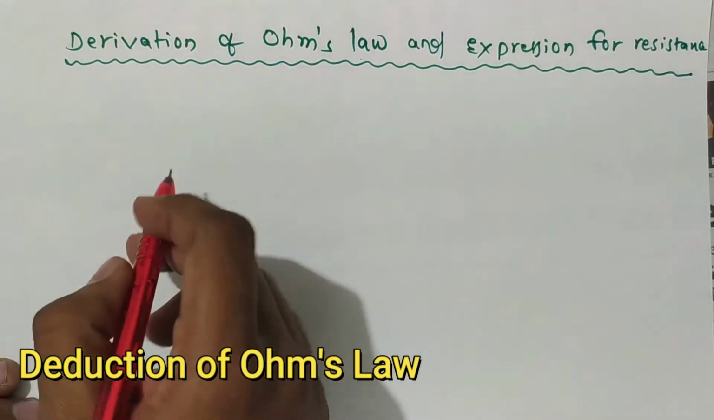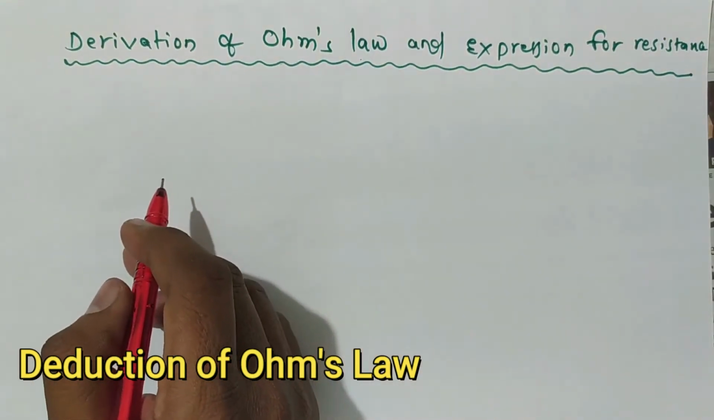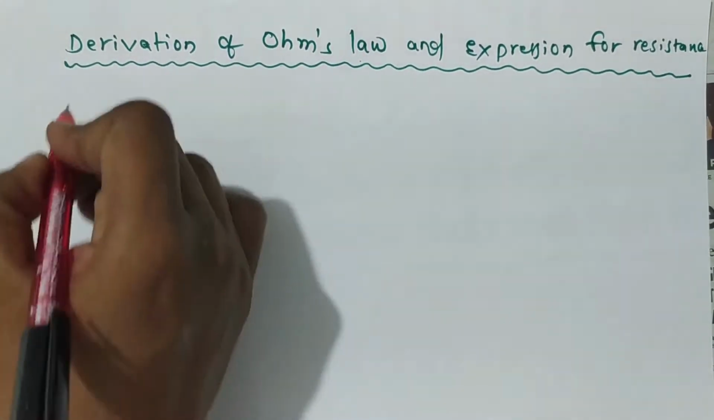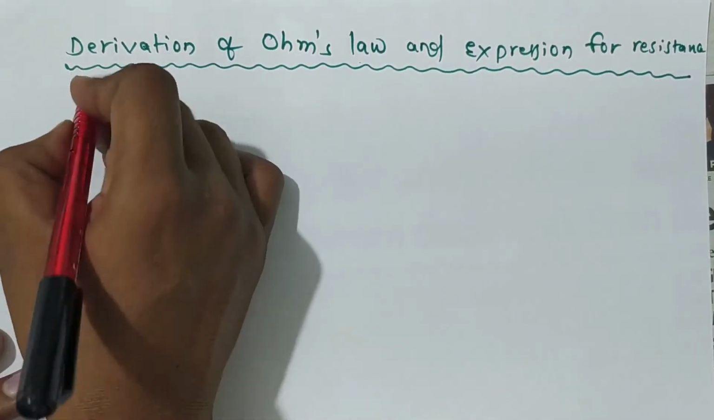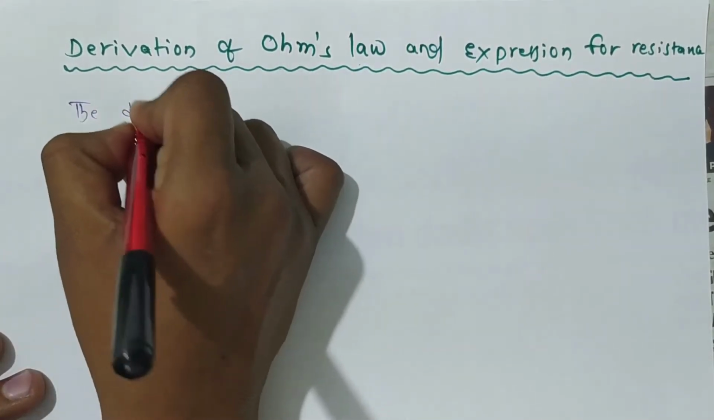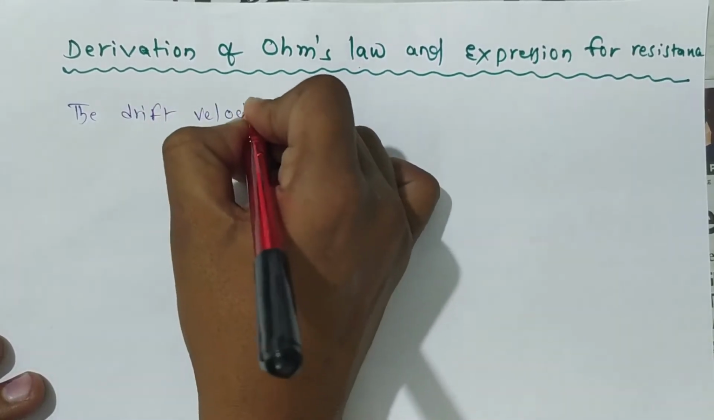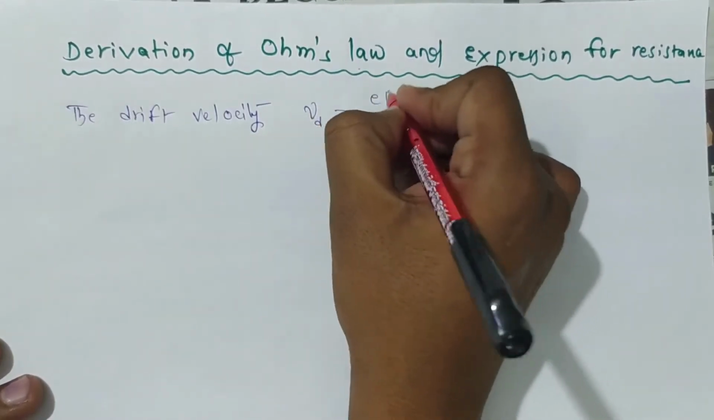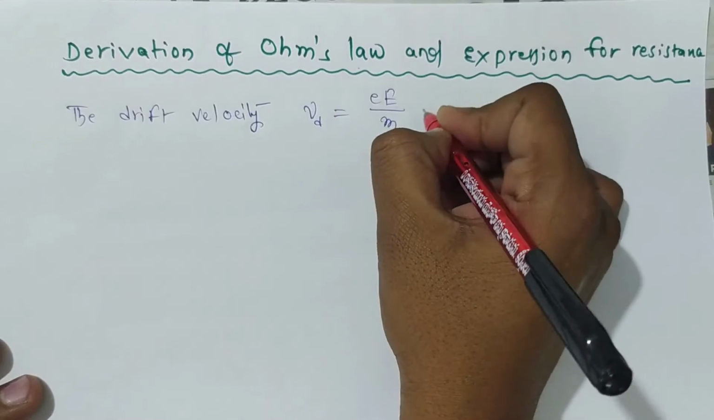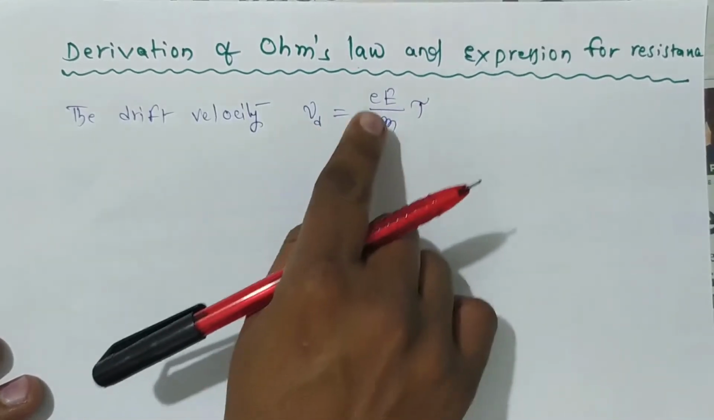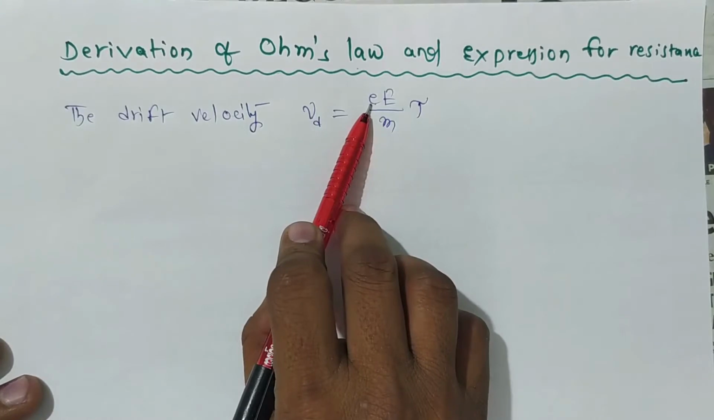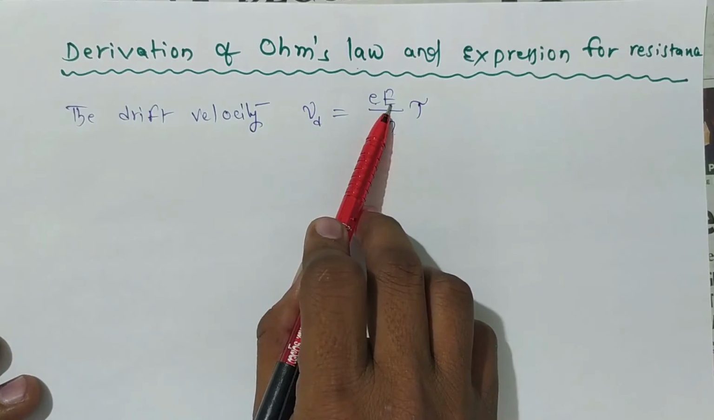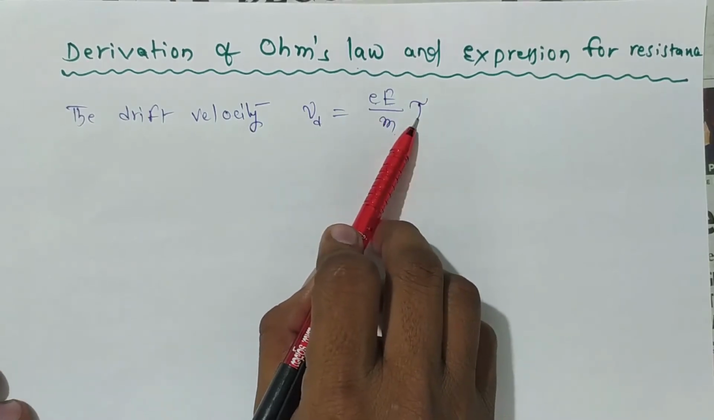Dear students, in the previous class we covered the expression for current and current density in terms of drift velocity, the derivation of Ohm's law, and the expression for resistance. So we know the drift velocity of the conductor, that is Vd is equal to e E by m into tau, where small e is the charge on the electron, m is the mass of the electron, E is the applied electric field and tau is the relaxation time.